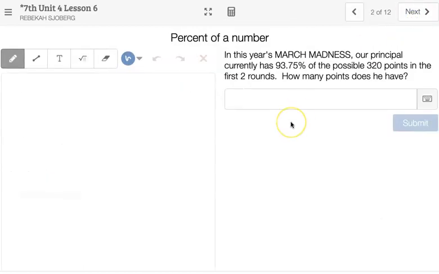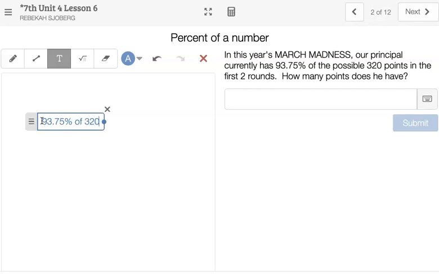Okay. So in this year's March Madness tournament, our principal currently has 93.75% of the possible 320 points in the first 2 rounds. How many points does he have? To solve a kind of problem like this, when I'm trying to find 93.75% of 320, what I can do is change 93.75% to a decimal, move the decimal twice to the left. I'm going to have 0.9375. And "of" in math means times, so I'm going to multiply that by 320.